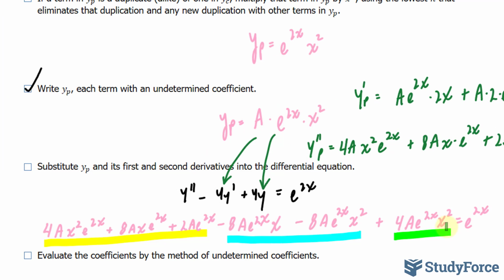And there it is. I've highlighted everything that I've inserted. So all my y double prime sub p are in yellow. The teal highlight is y prime sub p, and this green one is y sub p. This step is done. Let's move on to the next step.